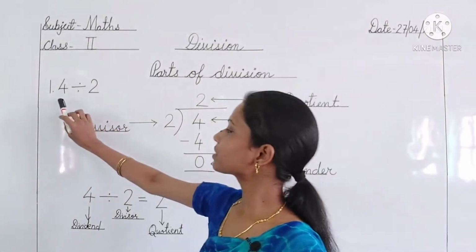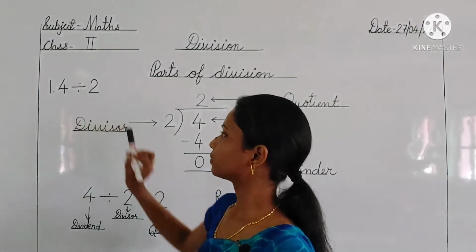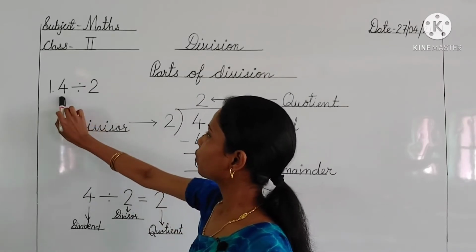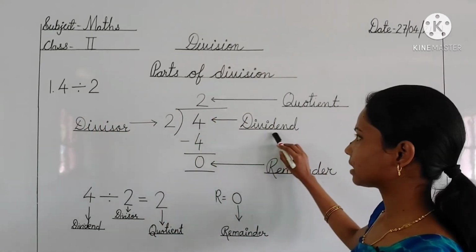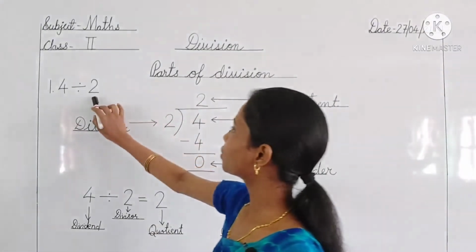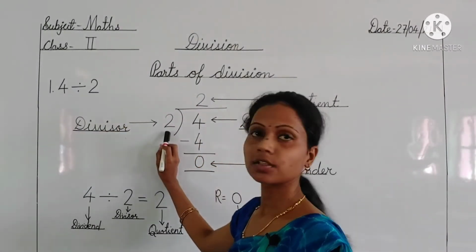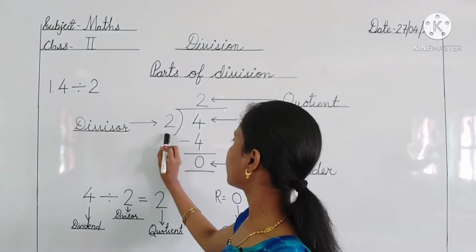Okay. Now the question is 4 divided by 2. This 4 we have written here, so it is the dividend. Now this 2 I have written here, so this is the divisor.